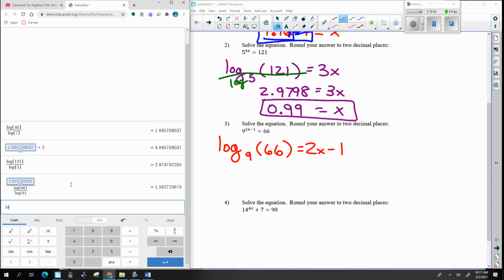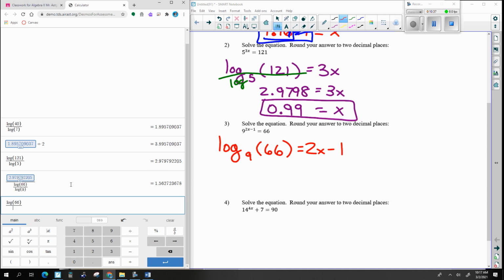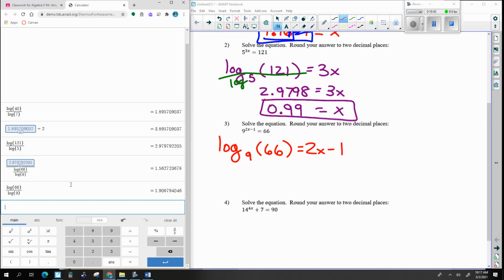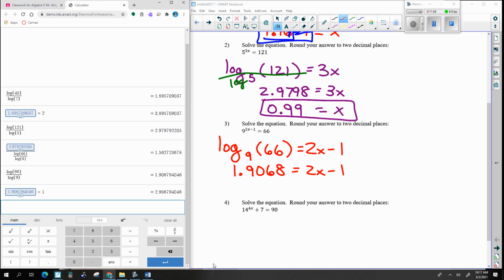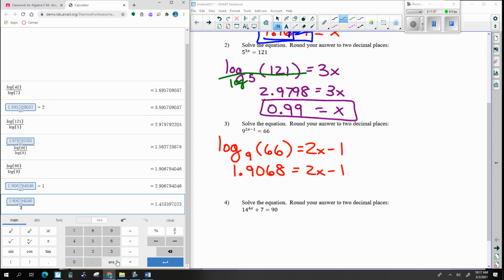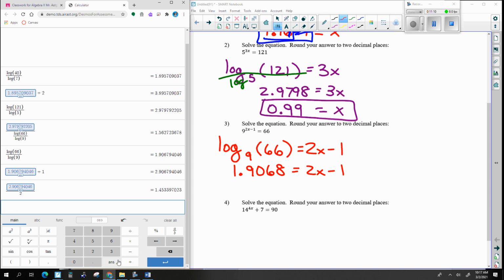Whoa, sorry. Let's try that again. Okay, so log 66 divided by log 9, that turns out to be 1.9068. Okay, solving for x, we would have to add 1 and then divide by 2. So let's go ahead and do that. So we add 1 and then divide by 2. Two decimal places, that's 4.5.